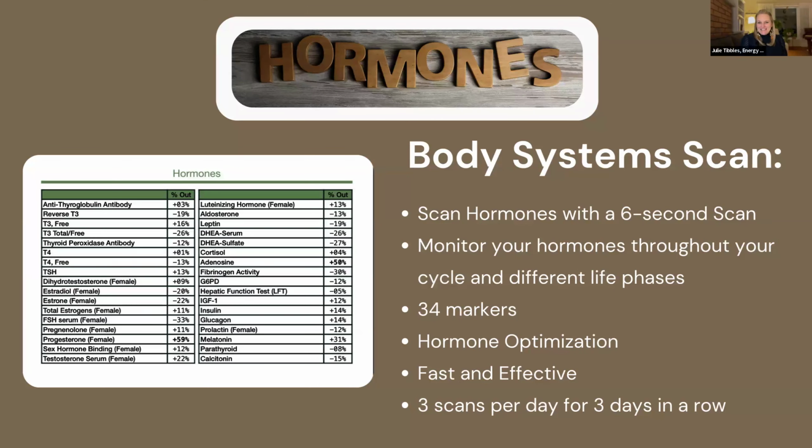Okay, so another area of the AO scan that I've had a lot of success with is the hormones section. So this is in the body systems. You can scan and optimize the hormones. There are quite a lot of hormones, and it does this scan in 6 seconds. It's unbelievable. So you could do this as a group. I have not done it as a group yet, but you could.